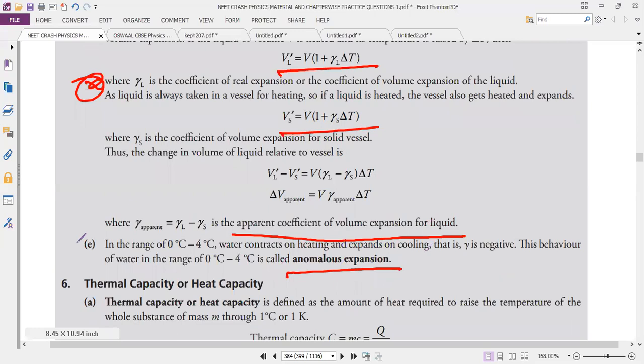Anomalous expansion for the water. In the range of 0 degrees Celsius to 4 degrees Celsius, water contracts on heating and expands on cooling. That is, the gamma value is negative. This behavior of water in the range of 0 degrees Celsius to 4 degrees Celsius is called anomalous expansion.